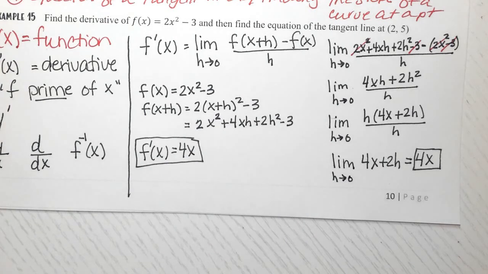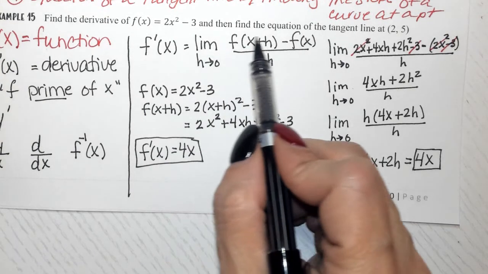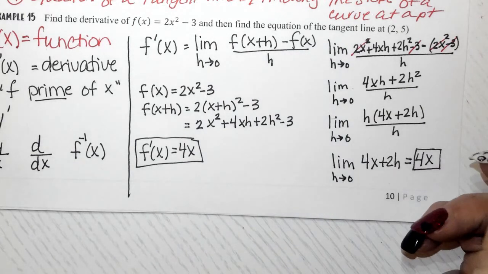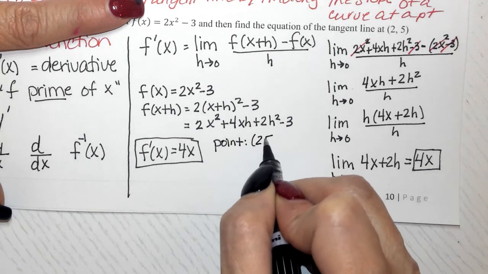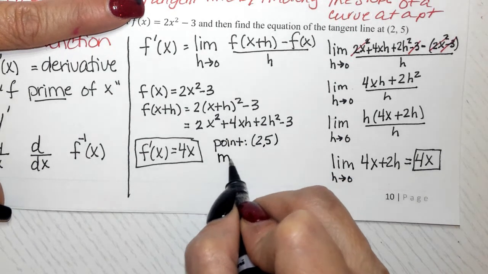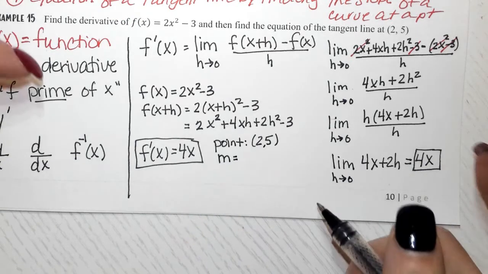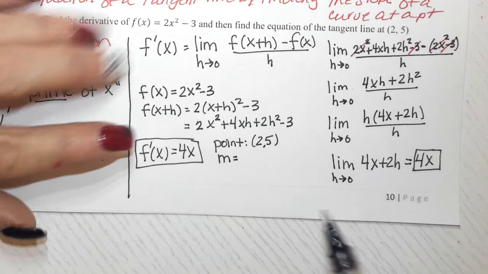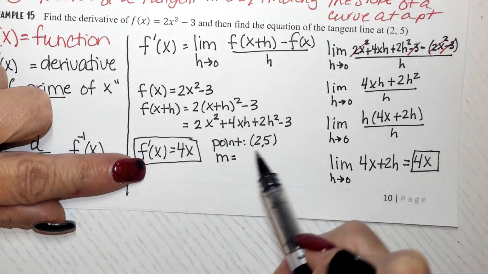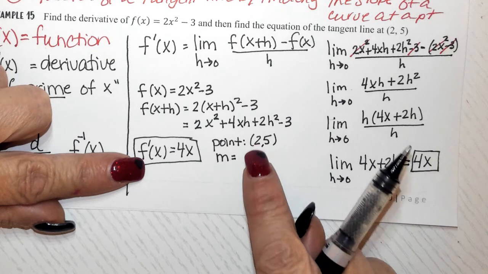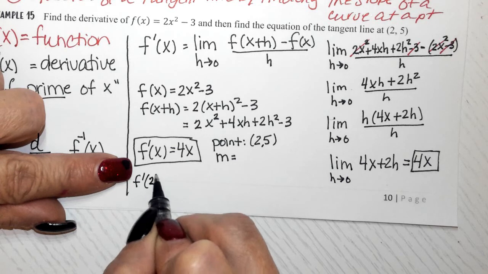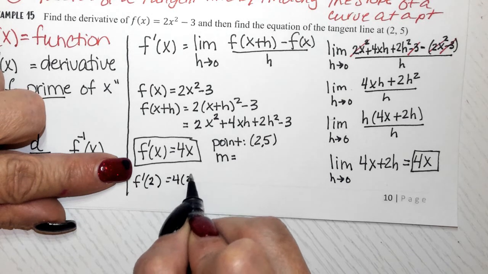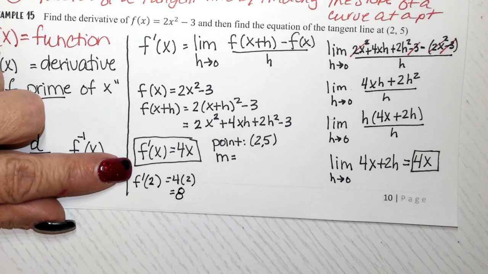The derivative is 4x. So you want to know, find the equation of the tangent line at 2, 5. Well, here's what I know. I know the point is 2, 5, and I want to know the slope. Well, I take the derivative. Here's the derivative. It's 4x. If I want to know the slope at the point 2, 5, I simply plug 2, that's the x value, into the derivative. So I say f prime of 2 is 4 times 2. Okay, that's 8. That means the slope of the line is 8.